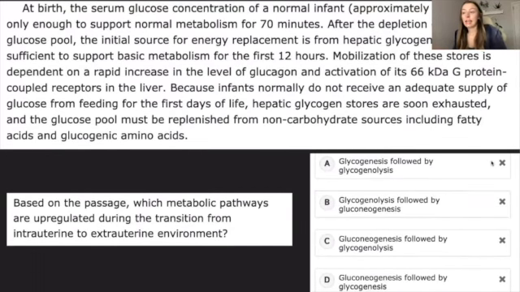This question says, at birth, the serum glucose concentration of a normal infant. I put a little bit of a passage up here on the top, and then I put the question down here on the bottom left and the answers on the bottom right, in case you are not familiar with the way that we run these application sessions. So the passage says, at birth, the serum glucose concentration of a normal infant is approximately 4.5 millimolar.